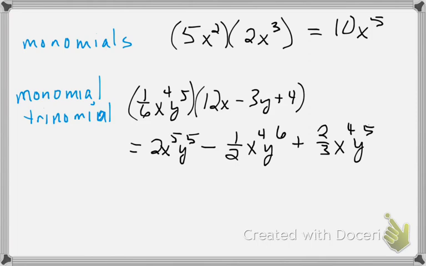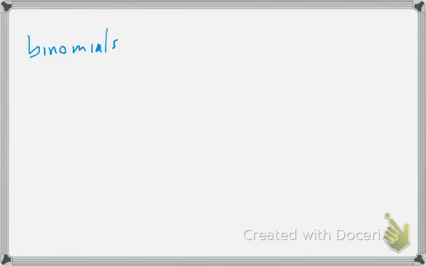X to the 4th, y to the 6th. There's nothing else like that. And x to the 4th, y to the 5th. Nothing else like that. That's it. I know, sometimes the hardest thing to do is walk away.